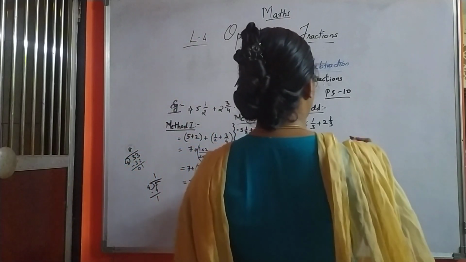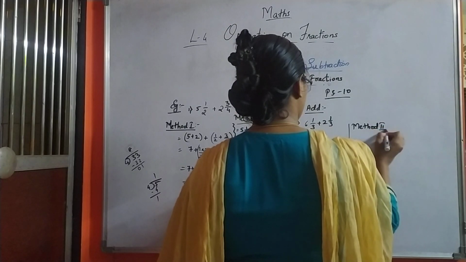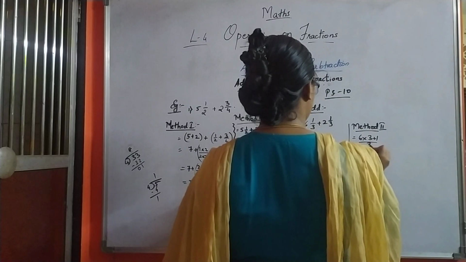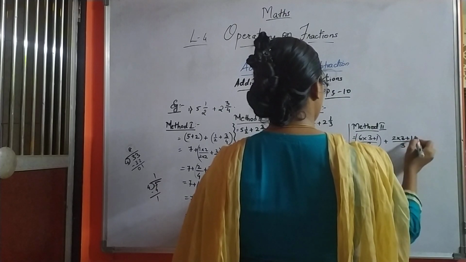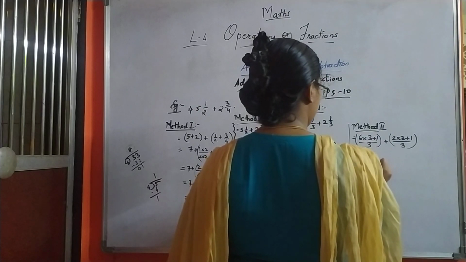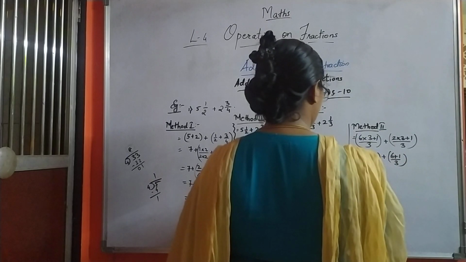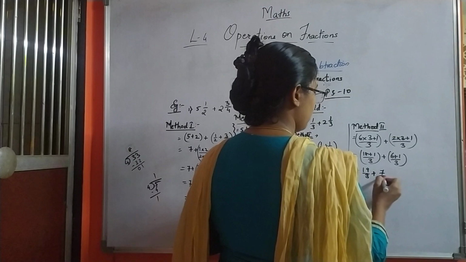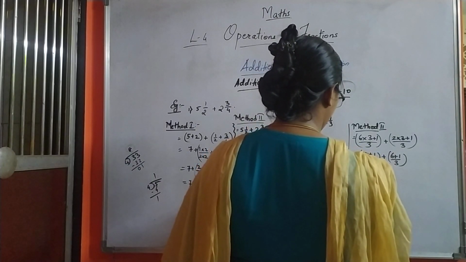Now coming to the second method, that is 6 into 3 plus 1 upon 3, 2 into 3 plus 1 upon 3. 6 3s are 18 plus 1 upon 3, 2 3s are 6 plus 1 upon 3. 18 plus 1, 19 upon 3, 6 plus 1, 7 upon 3. So 19 plus 7, 26 upon 3.